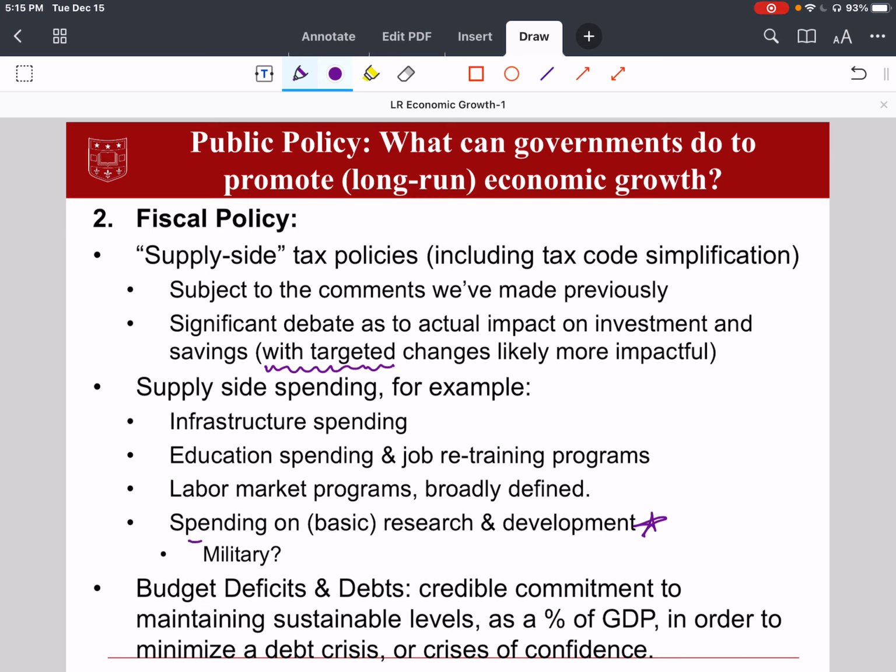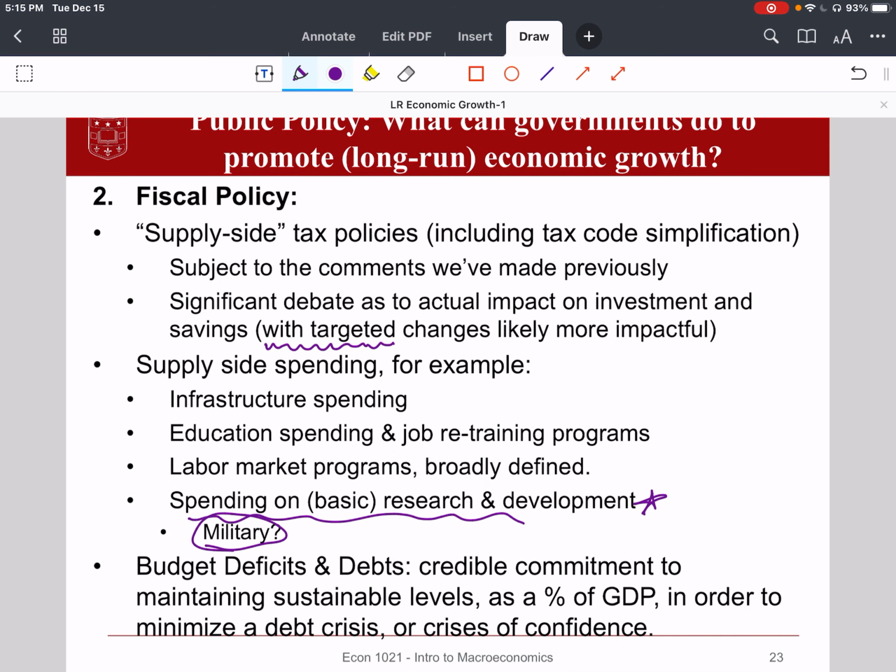We again can talk about spending on basic research and development, so say funding the National Institutes of Health and the National Science Foundation. Sometimes people will focus as well on military spending on the premise that, at least historically, a lot of very interesting applicable new ideas have come out of spending on military research and development.